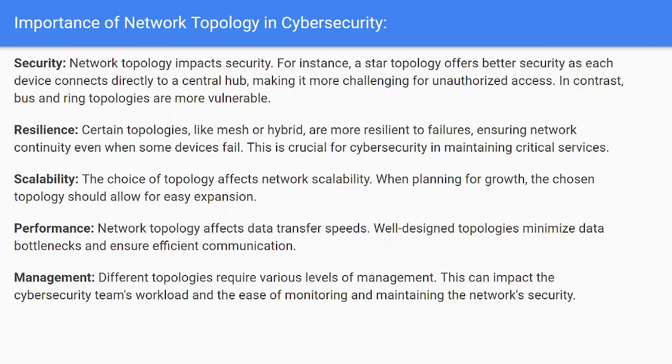You don't want your availability to be having issues. You don't want that when you need to access something, you can't access it because of the type of network topology that you are making use of. There's scalability. The choice of topology affects scalability. When planning for growth, the chosen topology should allow for easy expansion. So if you know that with time you want to increase the size of this network, you have to make sure that the topology you are selecting allows easy expansion, and the expansion does not cost a lot or require a lot of administrative knowledge.